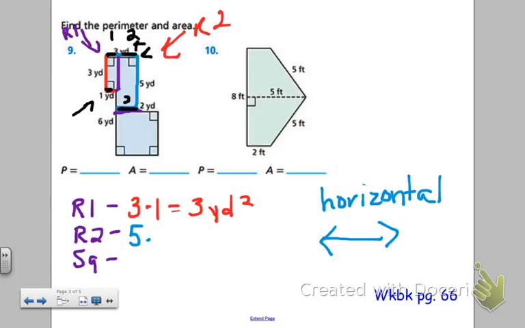And we now have our width, 5 times 2. And that's going to give us 10 square yards. So far we are on a roll. We have gotten the 2 rectangles.